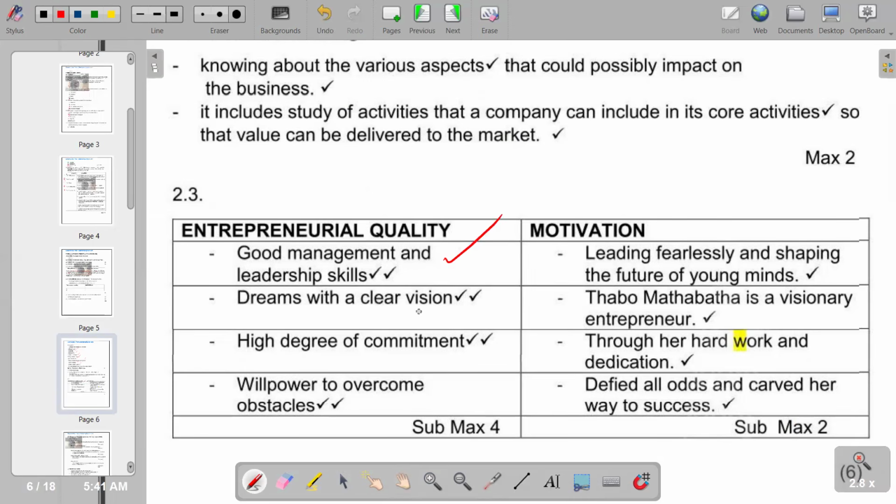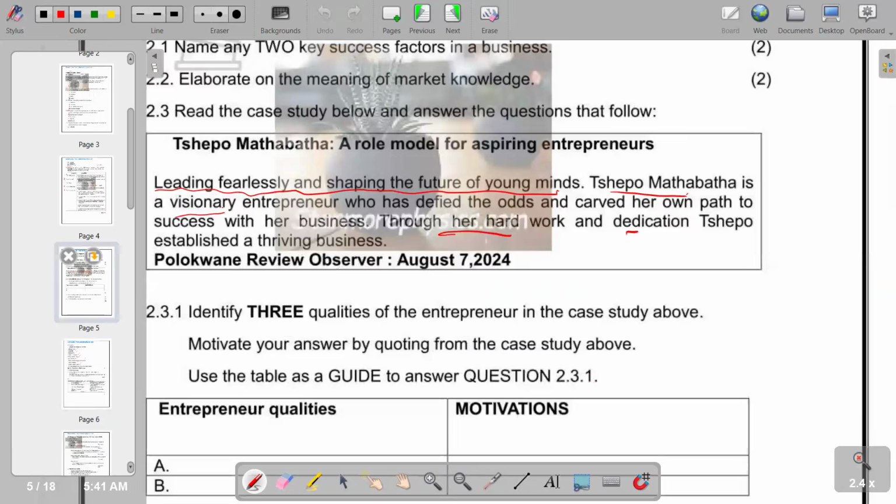And then dreams with a clear vision is indicated where it reads Shepo Matamata is a visionary entrepreneur. Then we've got a high degree of commitment through hard work and dedication. Then willpower to overcome obstacles, defied all odds, and kept her way to success. So this is what we have. But remember, the question only requires three qualities. So this is what we have on this part.